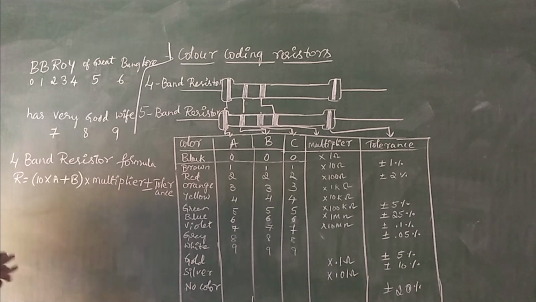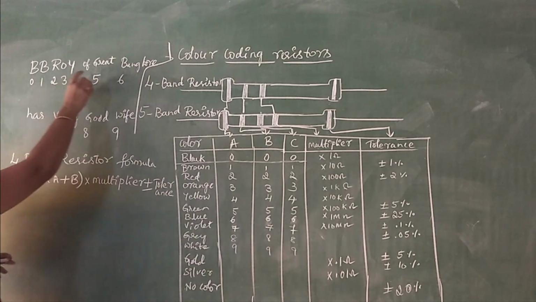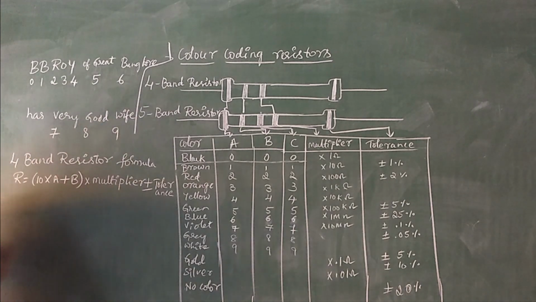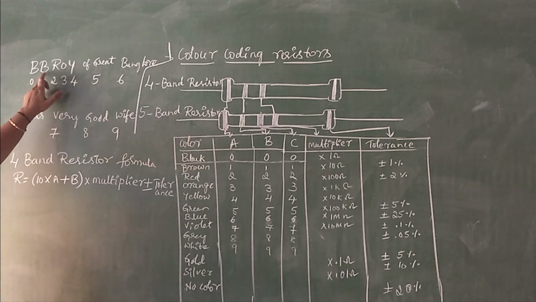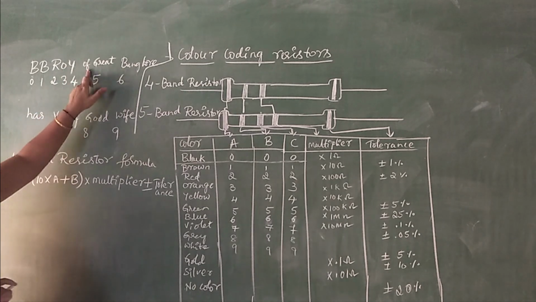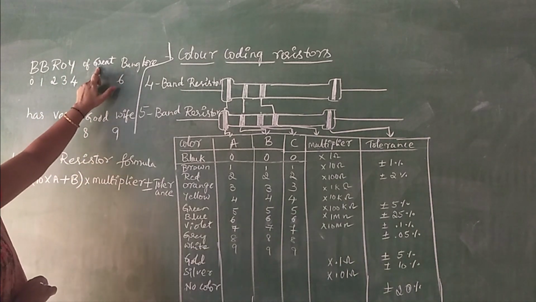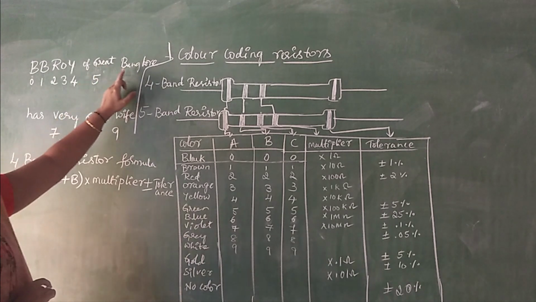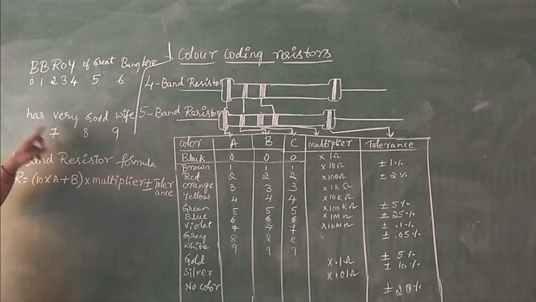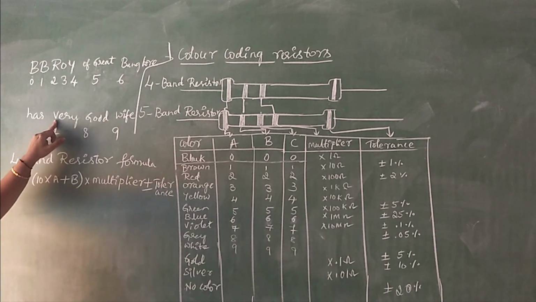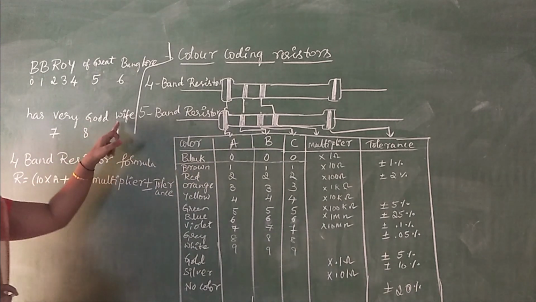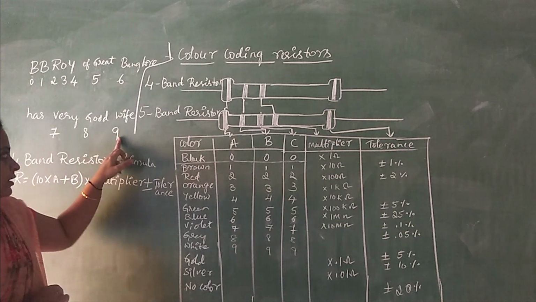The short form is like this: B.B. ROY of Great Britain has Very Good Wife. B.B. ROY means black, brown, red, orange, yellow. Of Great means G, which indicates the green color. Next, Britain, B indicates the blue color. Next, Very, V indicates the violet. G indicates the grey color. W indicates the white color.